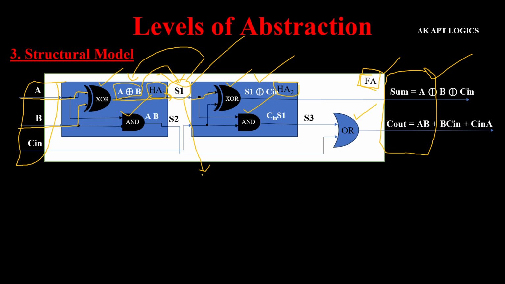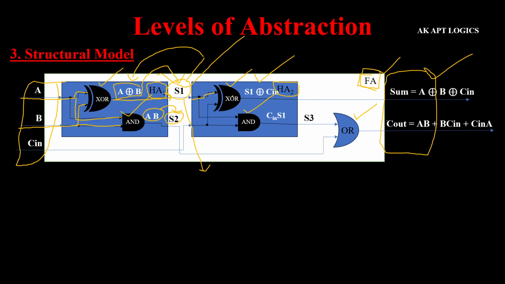Next, similarly, both the inputs A and B are applied to the AND gate and we get the output A AND B. This signal is also an intermediate signal, which we call S2.